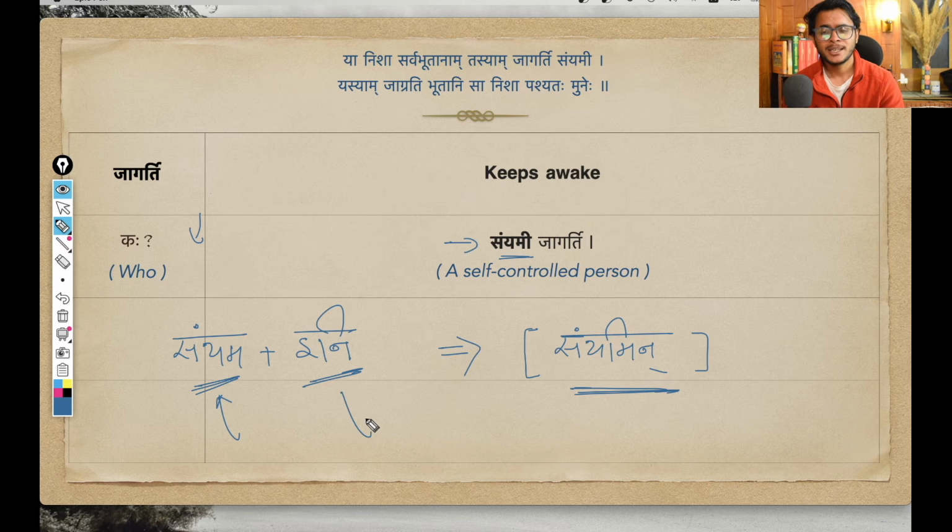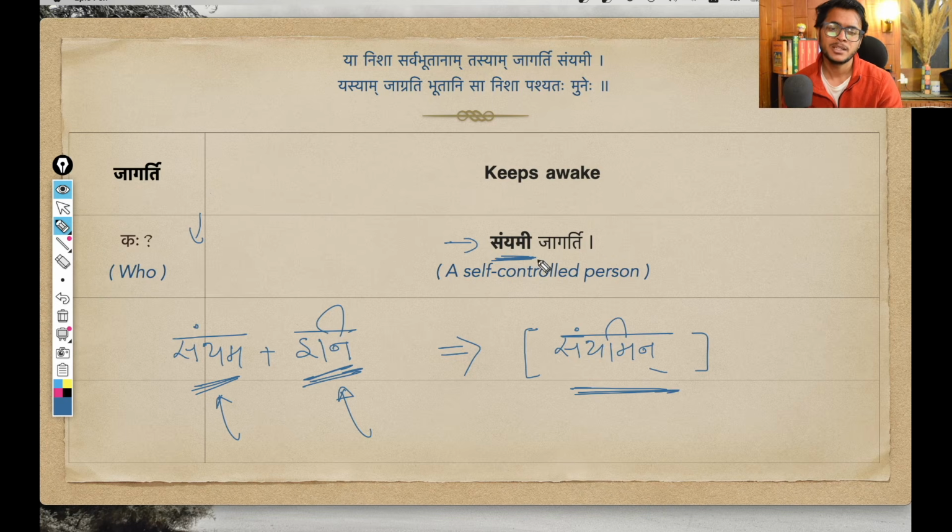Okay, and this Ini Pratyaya, what is the use of this Pratyaya? Ini Pratyaya means endowed with that thing. So with whatever this Ini Pratyaya is attached, the meaning is endowed with that quality, endowed with that guna. So Sanyama means control, Sanyamin means endowed with this control. So basically Sanyamin means a self-controlled person. Okay, so I hope this Pratipadika is clear. Sanyamin, one who is endowed with this self-control.